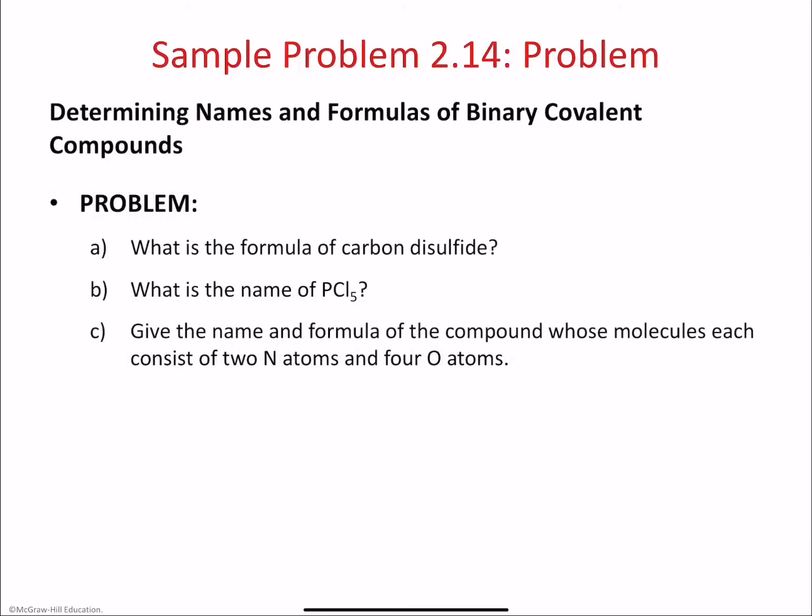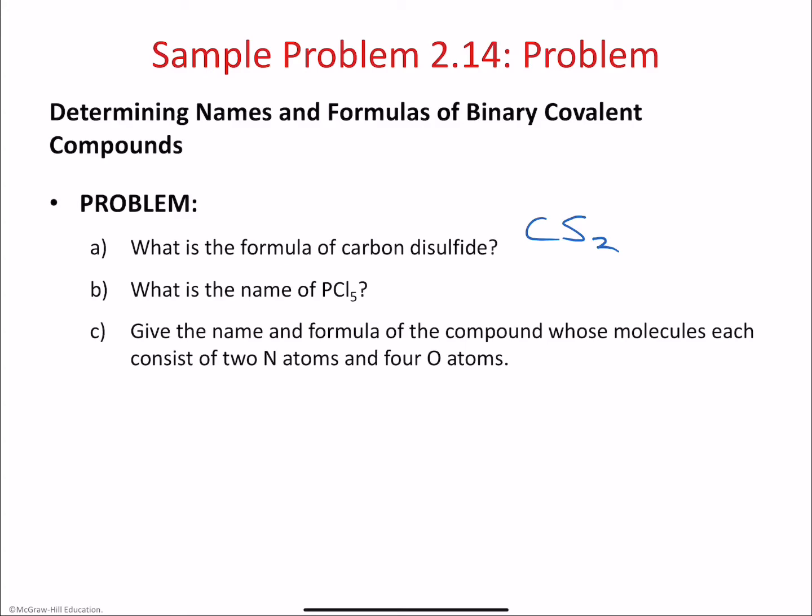So let's take a look at the problems that are laid out here. The first one says, what is the formula for carbon disulfide? Well, carbon is a nonmetal and sulfur is a nonmetal. I don't use a prefix for the first element since there's only one of them, so I'm going to put carbon, and if there are two sulfides, so that means two sulfurs, the formula should be CS2.